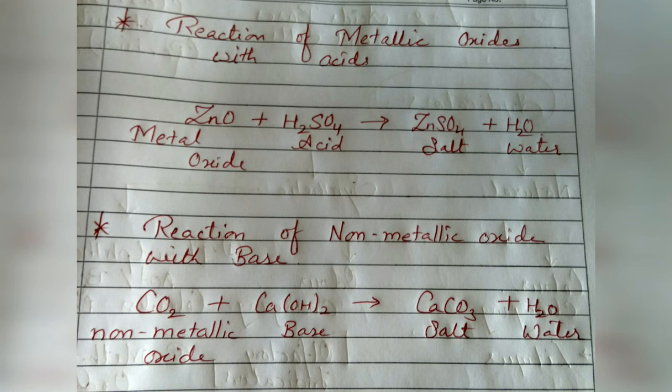So my dear students, I hope you are getting the clear idea with the revision also, that how your metallic oxide reacts with acid and how your non-metallic oxide reacts with base. Remember, metallic oxides are basic in nature and non-metallic oxides are acidic in nature. That is why as a result you are getting salt plus water.